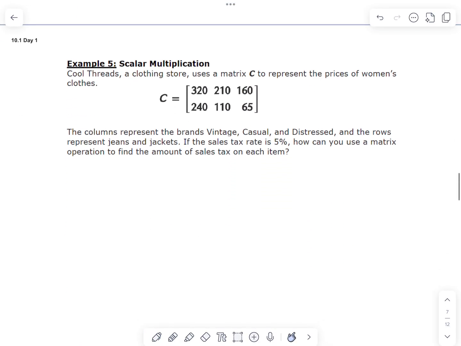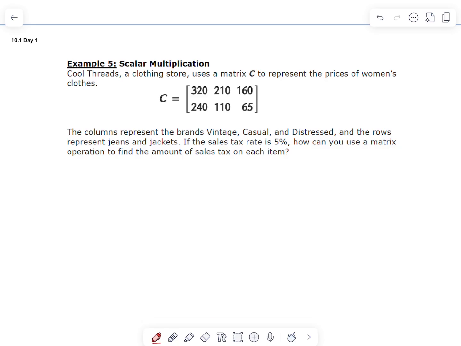All right, here's an example of that. Cool Threads, a clothing store, uses a matrix C to represent the prices of women's clothes. The columns represent vintage, casual, and distressed, where the rows represent jeans and jackets. There's going to be sales tax of 5% on these items. How can you use a matrix operation to find the amount of sales tax on each item?